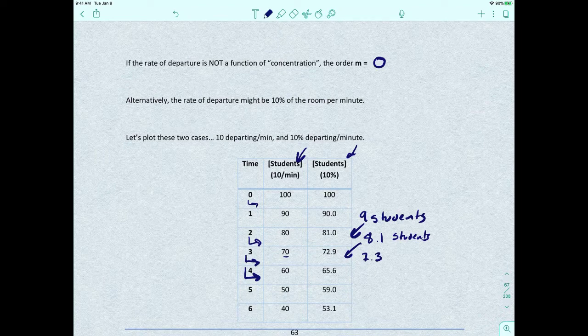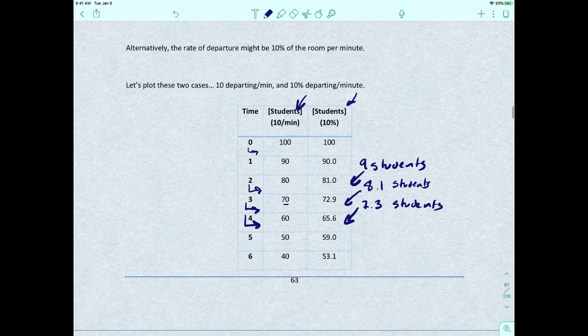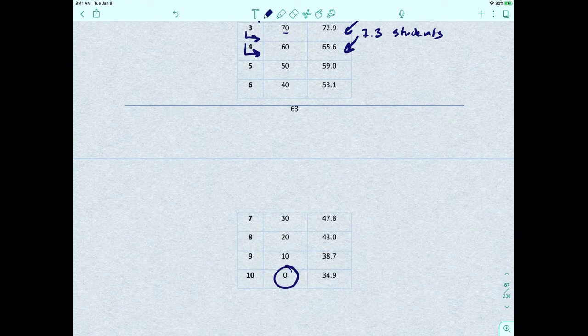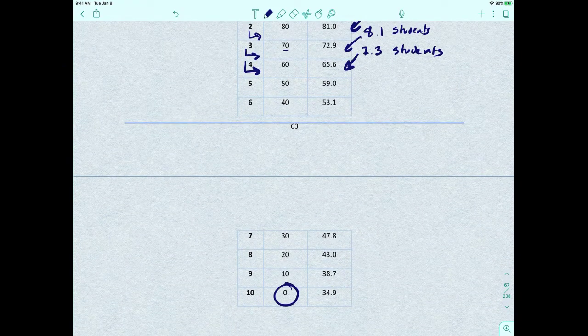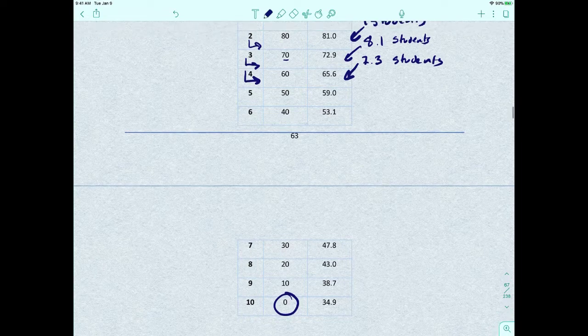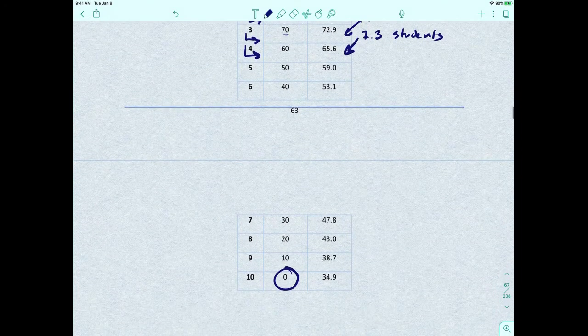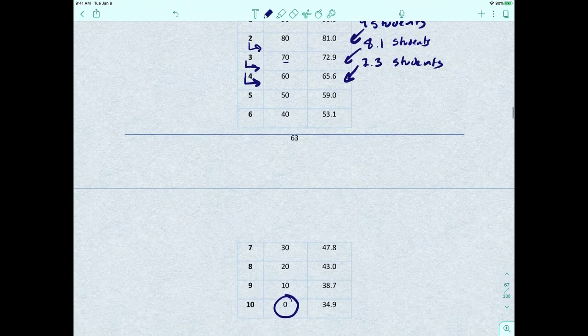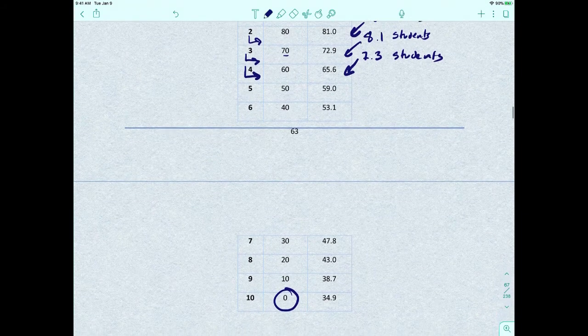7.29, let's round it up to 7.3 students. So now we're down to 65.6 students. All right, we can keep going every 10 minutes, until the first case gets down to 0. But what happens with the other case? Even though it's going down pretty nicely, it seems like this number is starting to slow down.